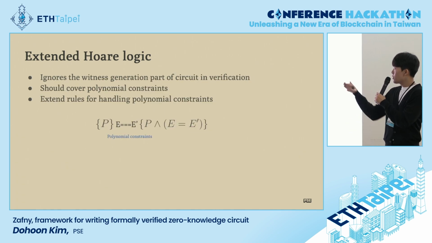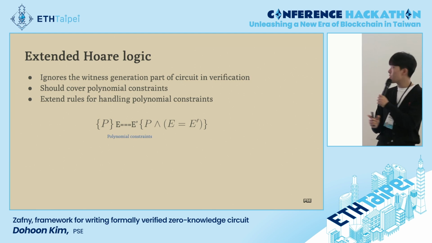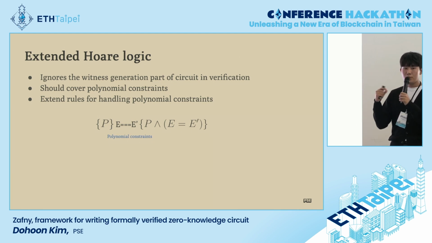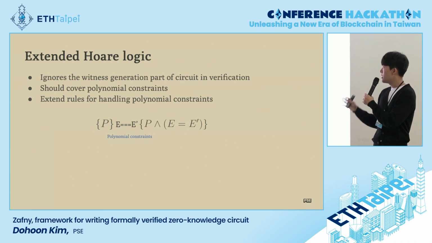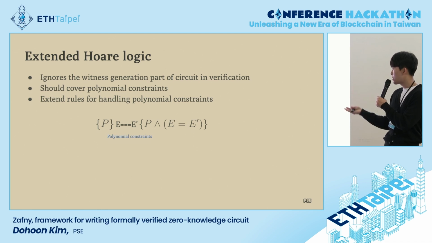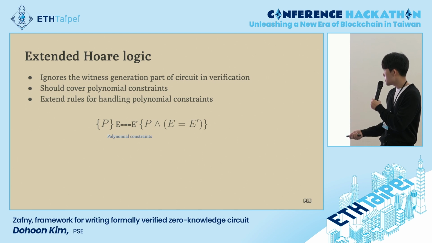In extended Hoare logic also, as we saw, we can ignore the witness generation part of the circuit inside the verification procedure. And also, we should cover polynomial constraints. Polynomial constraints are not natural inside a general program, so they are not basically supported by the original Hoare logic. So we should extend the Hoare logic rules in order to handle these kinds of polynomial constraints like this one. Still, we have only one extended rule, but maybe we can have more and more rules as the research proceeds.